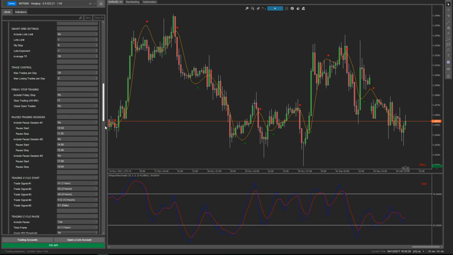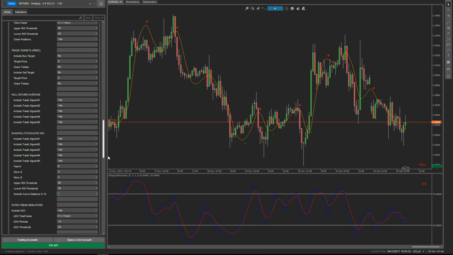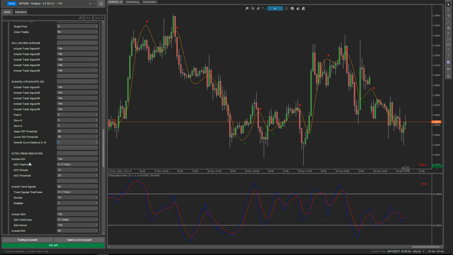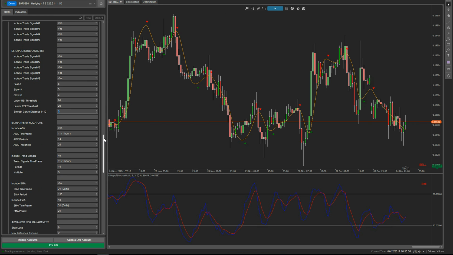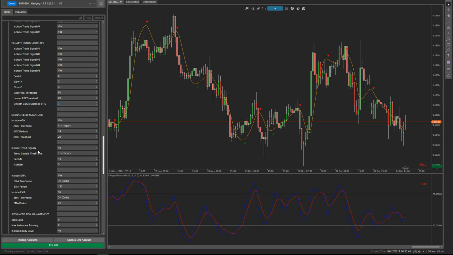Plus we use a lot of trend indicators. These are additional indicators. You've got the ADX. You've got, if I scroll down, you've got trend signals. That's another indicator we've recently added. You've got simple moving average and exponential moving average. So you've got various other trend indicators to filter out false signals. But the two core indicators are these two here, and I'll go through the others in a minute.